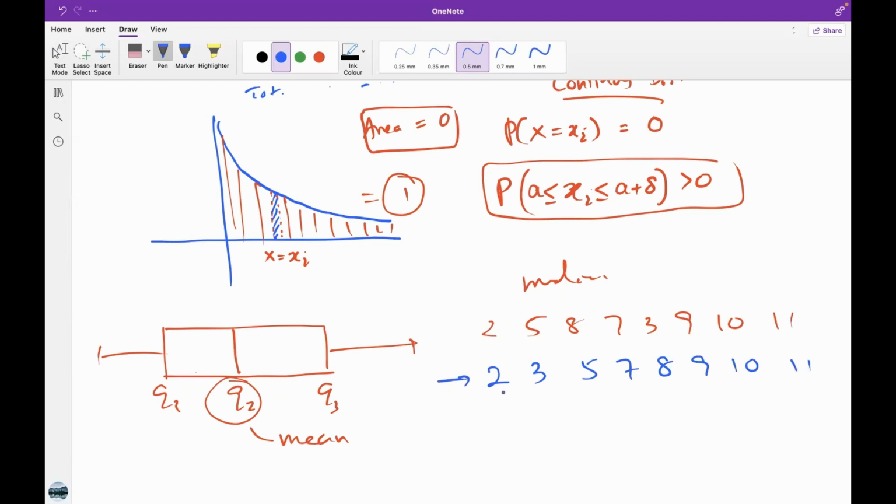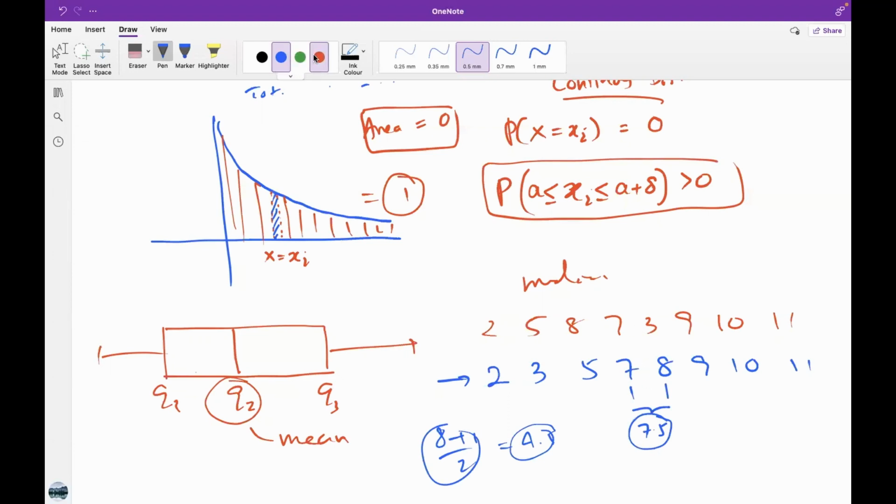So how many values do I have? 1, 2, 3, 4, 5, 6, 7, 8, right? So the median is going to be (8 plus 1) divided by 2, right? That is going to be 4.5. In such a case, what do we do? We get the fourth value and the fifth value, and get the average of these two. So 7 plus 8 is 15, divided by 2 is 7.5. So 7.5 is the median.